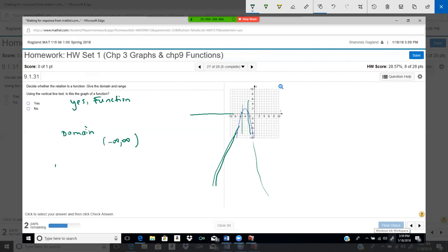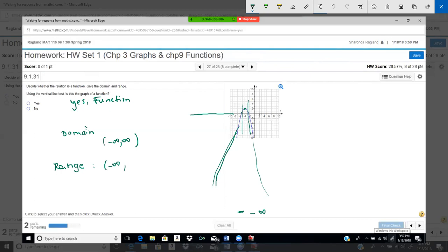Now, however, when you find the range, I'm looking down, but I'm looking at the y value. So the minimum y value is negative infinity, right? So again, that's negative infinity. But what's the maximum? See, it peaks out right here.